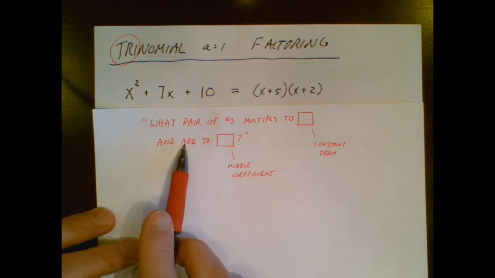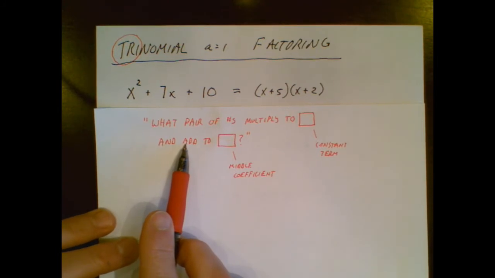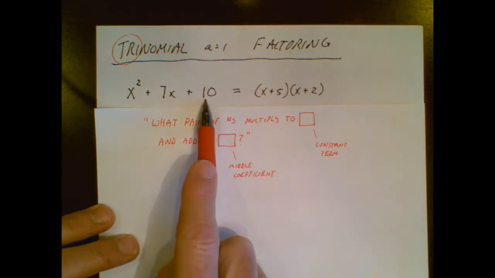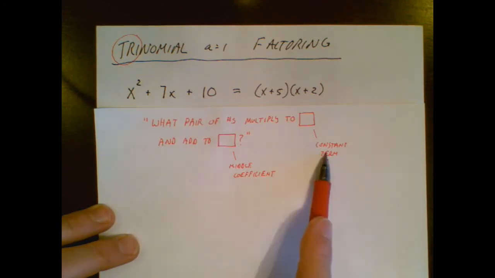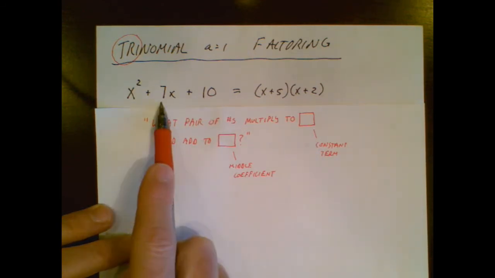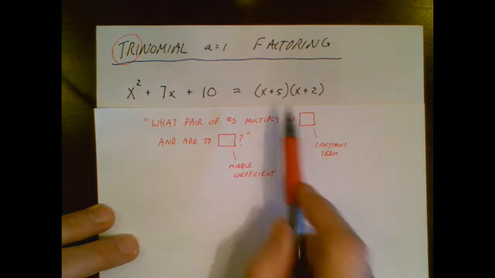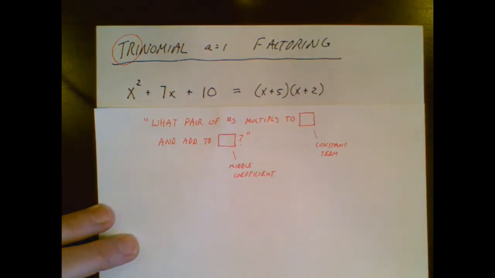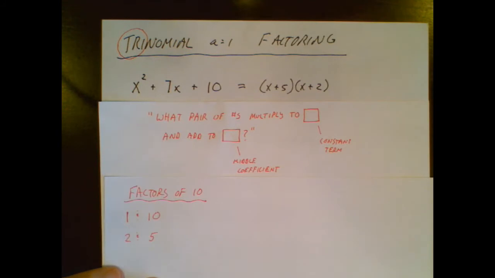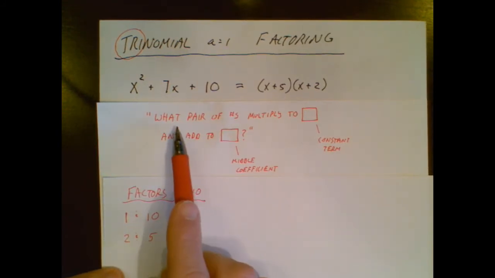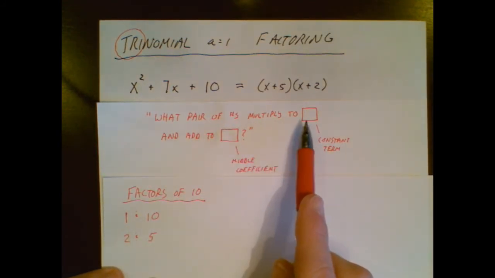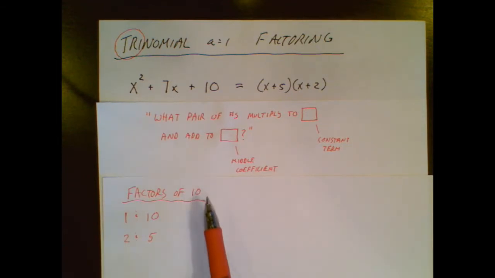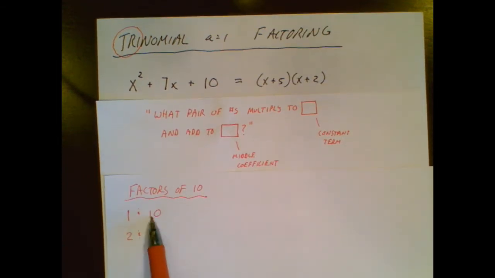So this sentence is one that really needs to be emblazoned inside your memory, because as soon as I know what 2 numbers multiply to 10, my constant term, and add to 7, my middle coefficient, I'm going to have the answer to my factored form. So when I ask myself what pair of numbers multiplies to 10, I can start making a list. 1 times 10 multiplies to 10.